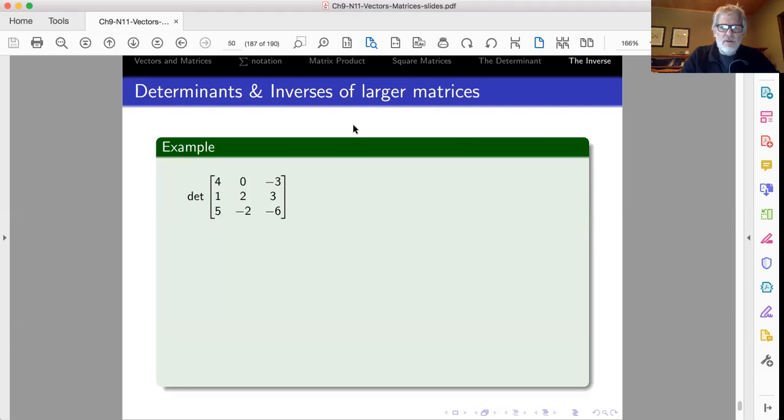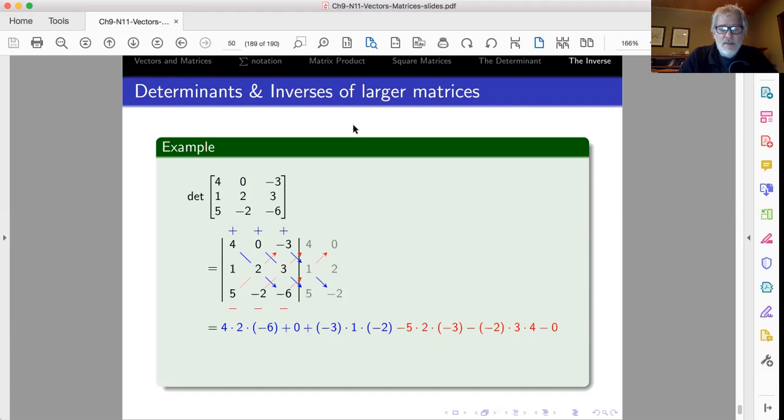So here is an example of a 3 by 3 determinant. So I'm given a matrix 4, 0, minus 3, 1, 2, 3, 5, minus 2, minus 6. So recopy the first two columns, right? And then you get 3 diagonals going top to bottom. Those you multiply together and you add them together. And then you subtract the upwards diagonals. So this is what you get.